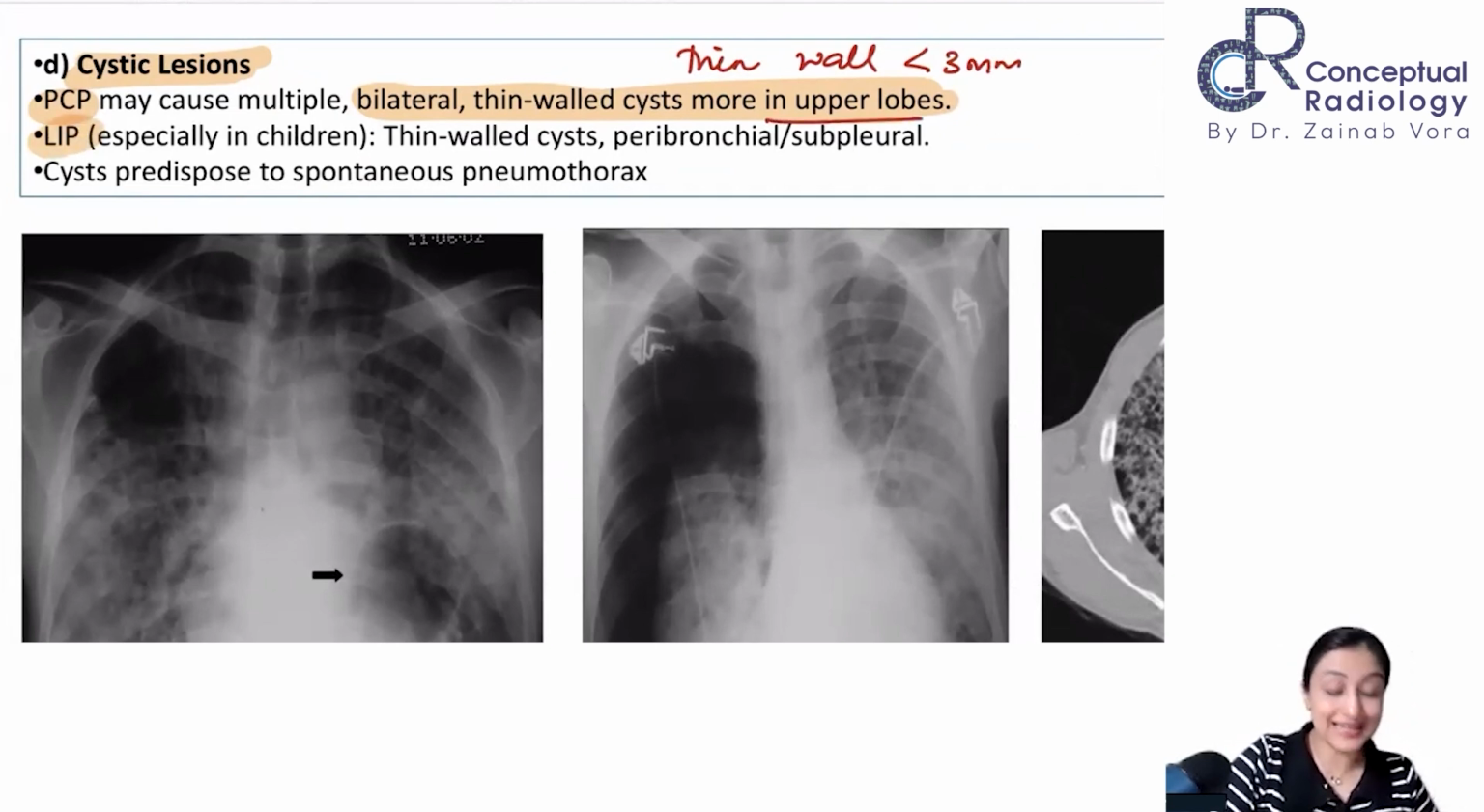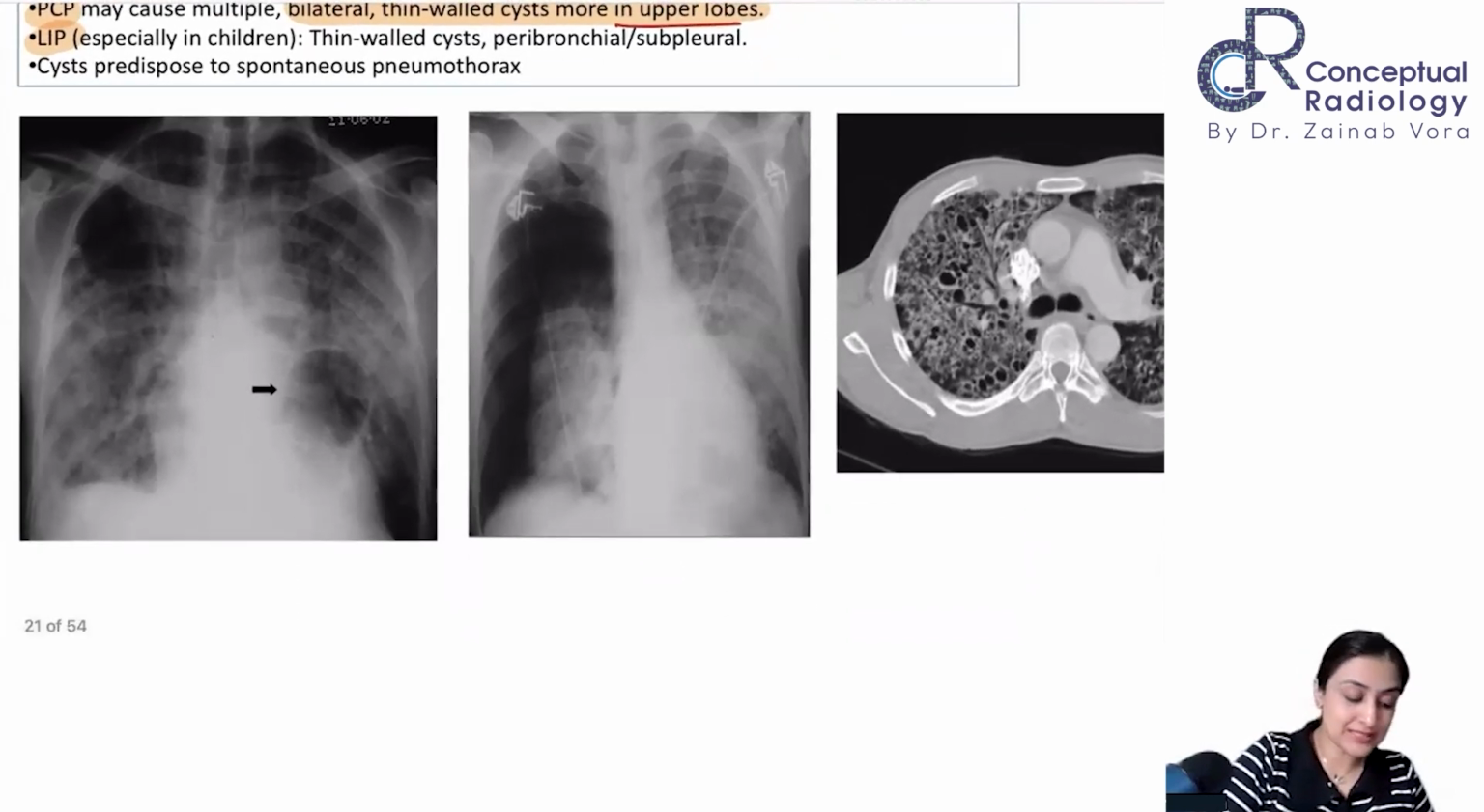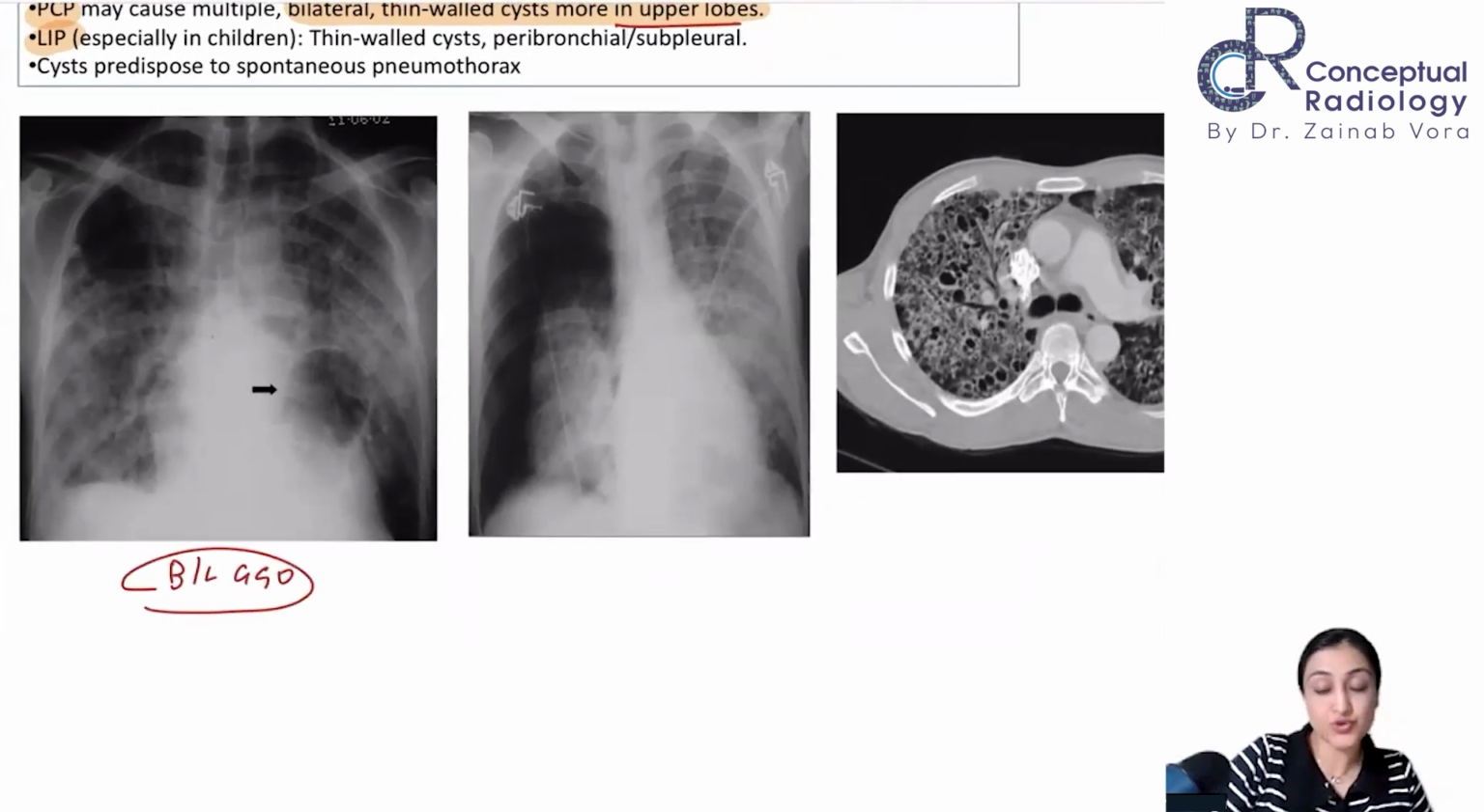Another pattern is LIP. Remember in our ILD class, we have studied LIP associated with AIDS and autoimmune disease, right? So that is LIP, which is along the peribronchial distribution, and cysts may lead to pneumothorax. So look at this case. You can see bilateral GGOs, and then there is a large thin-walled cyst, usually it's not so large, but here it is. And you can see how that has resulted in a pneumothorax, right? So these cysts may rupture.